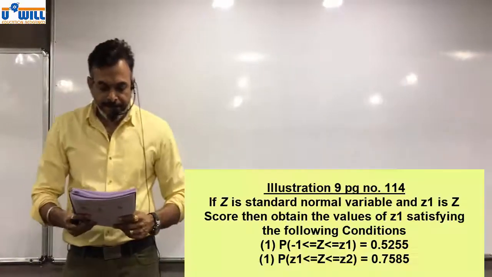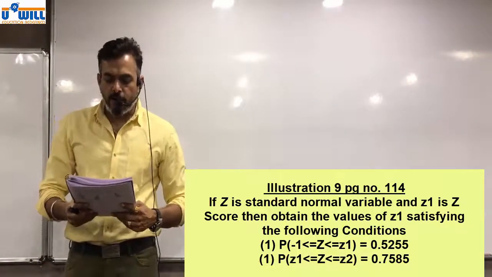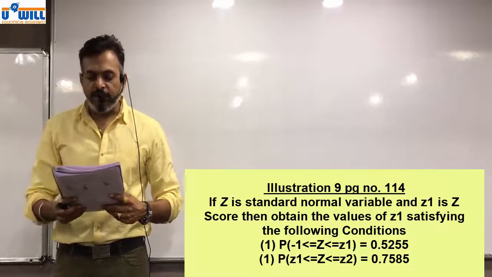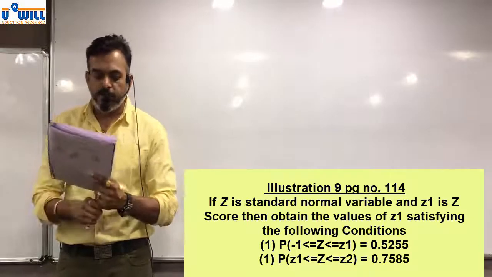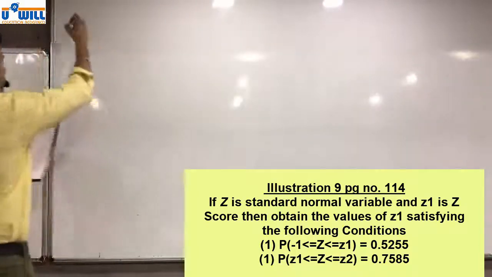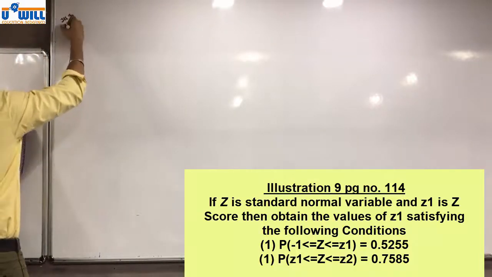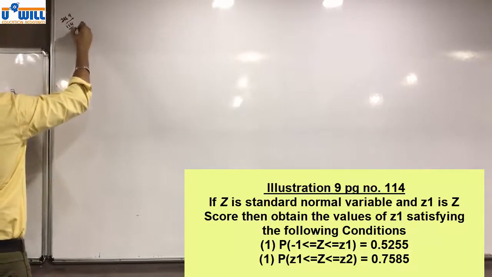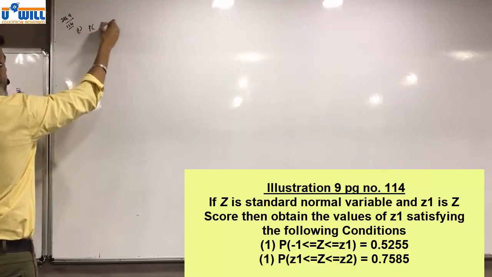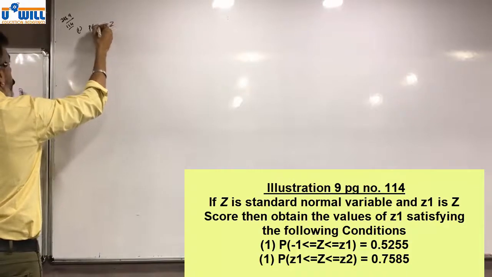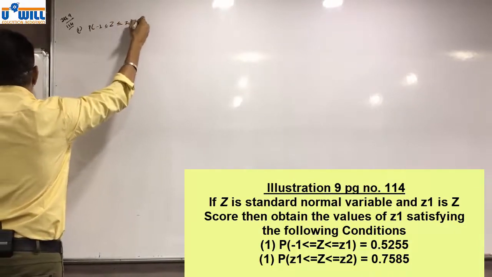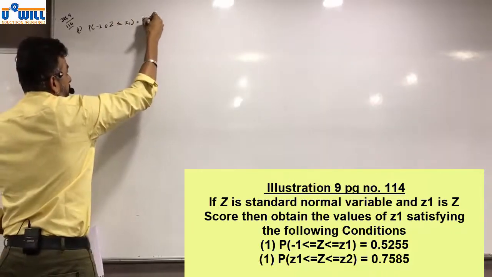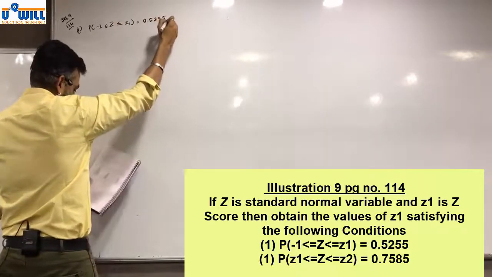And illustration 9. If Z is standard normal variable and Z1 is Z score, then obtain the value of Z1 satisfying the following condition. First, write down illustration 9, page 114. First, probability of Z greater than equal to minus 1, less than equal to Z1 is equal to 0.5255.